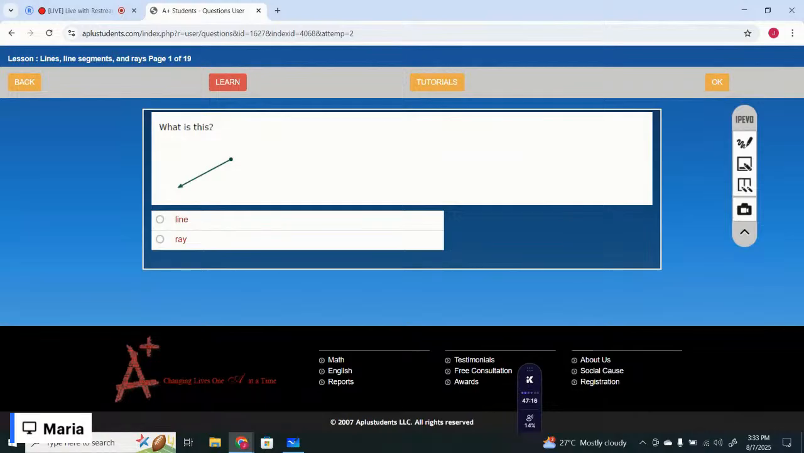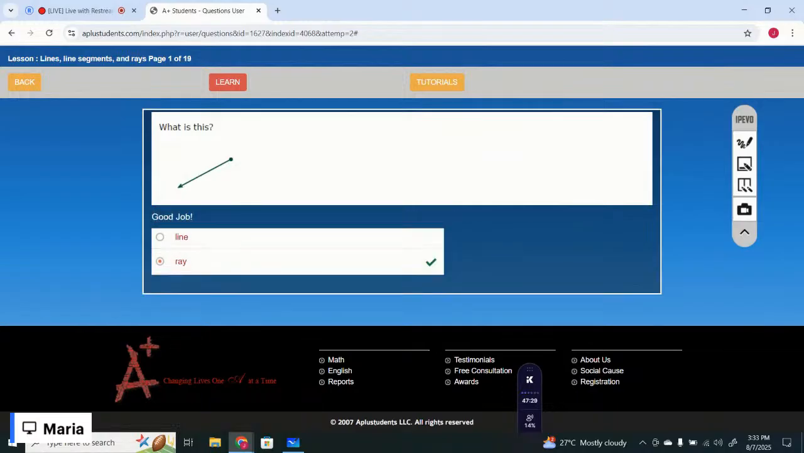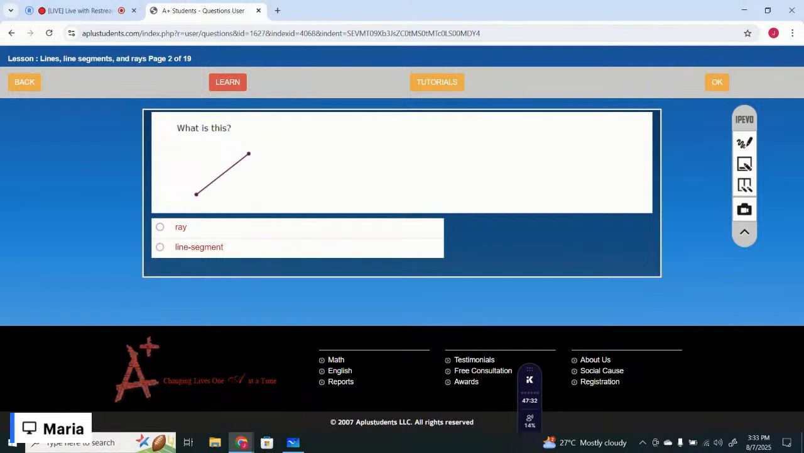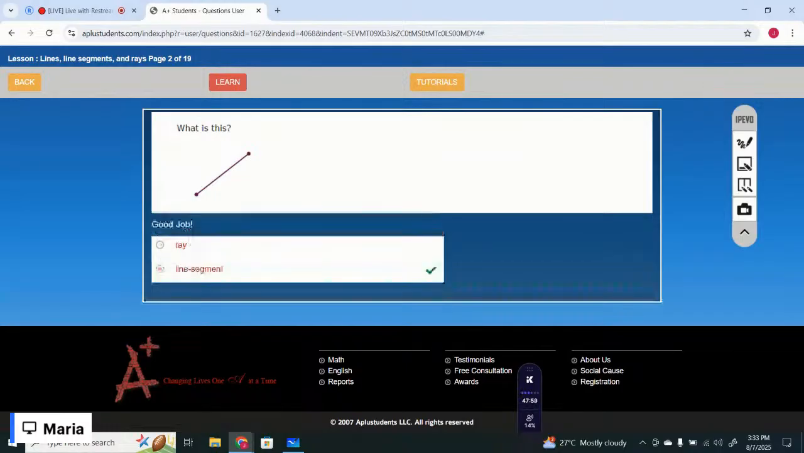What is this? Ray it is. Option 2 is the correct option. This is a ray. What is this? This is the line segment option.